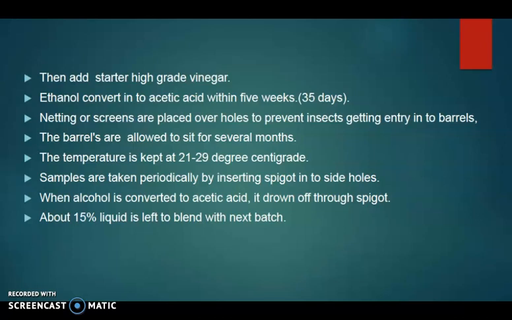Netting or screens are placed over holes to prevent insects getting into the barrels. The barrels are allowed to sit for several months and the temperature is kept at 21 to 29 degrees centigrade. Samples are taken periodically by inserting a spigot into the side holes. When alcohol is converted to acetic acid, it is drawn off through the spigot. About 15% liquid is left to blend with the next batch.